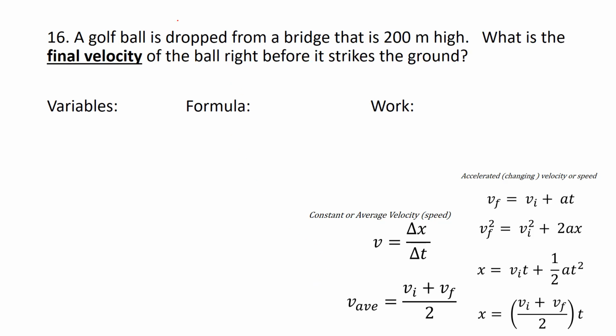Okay, it's this one. A golf ball is dropped. Once again, it's going to be in the air. Acceleration is going to be 10 meters per second squared down. The bridge is 200 meters high. What's the final velocity of the ball right before it strikes the ground? So it being dropped, it doesn't say anything else.